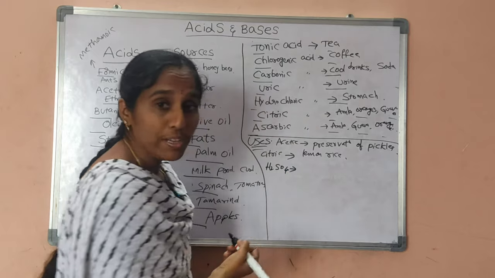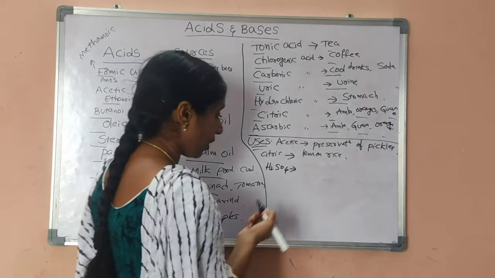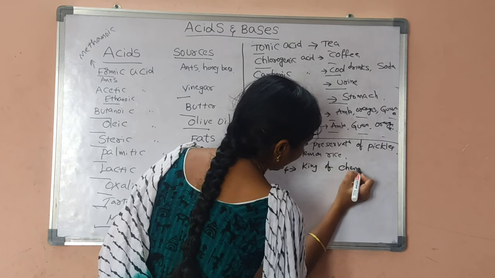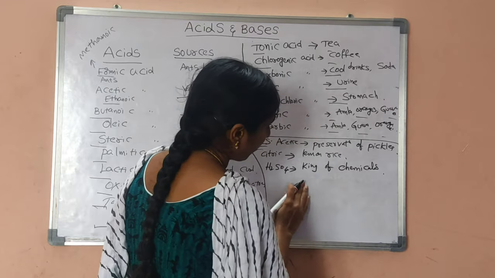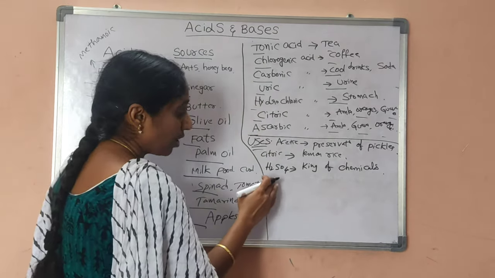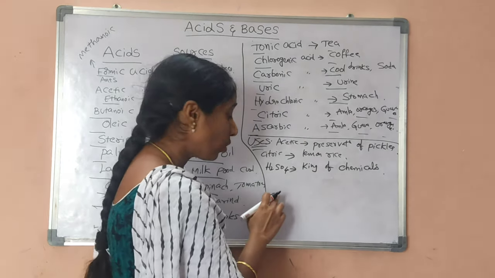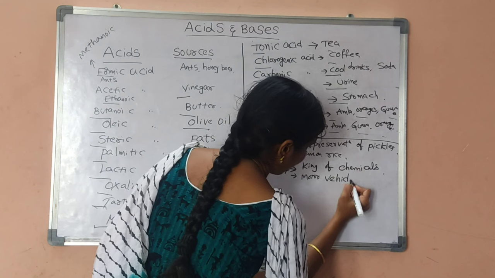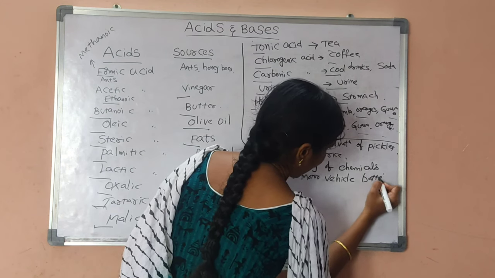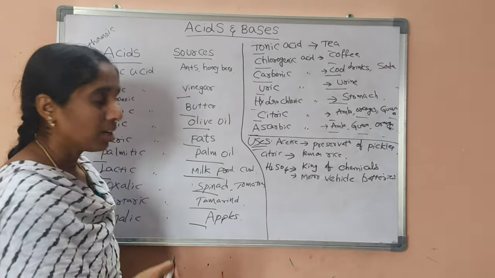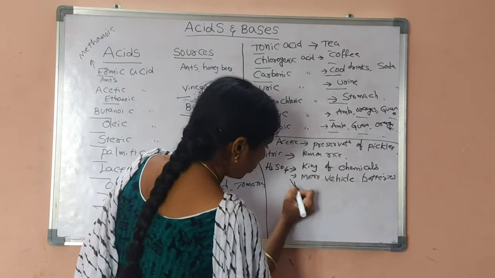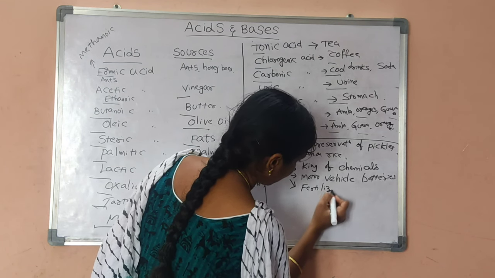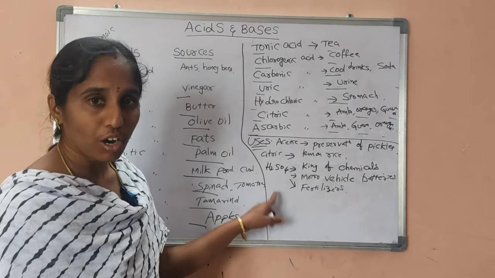Okay. Next is H2SO4. H2SO4 means sulfuric acid. The general name of H2SO4 or sulfuric acid is king of chemicals. Very, very important. King of chemicals. What is the king of chemicals? Chemical name? Sulfuric acid. What is the formula? H2SO4. It is used in motor vehicle batteries. Which acid is used in motor vehicle batteries? Sulfuric acid. It is also used in the preparation of fertilizers.